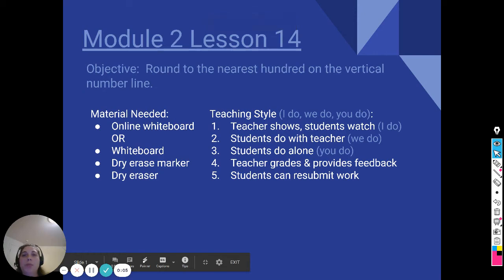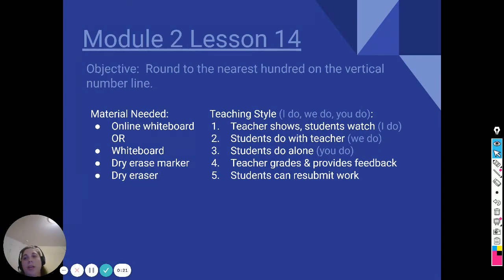Today we're going to be doing Module 2, Lesson 14. The objective is to round to the nearest 100 on the vertical number line. So yesterday we were rounding to the nearest tens place. Now we're rounding to the nearest hundreds place.